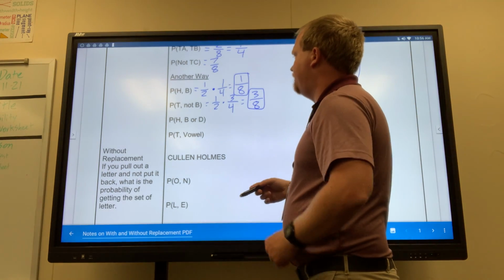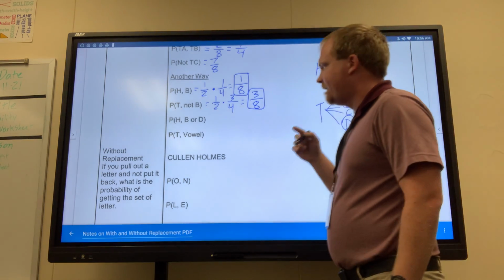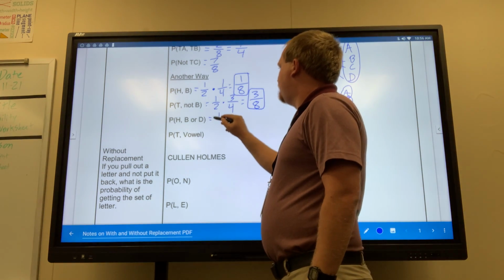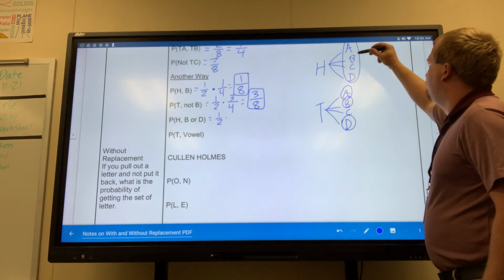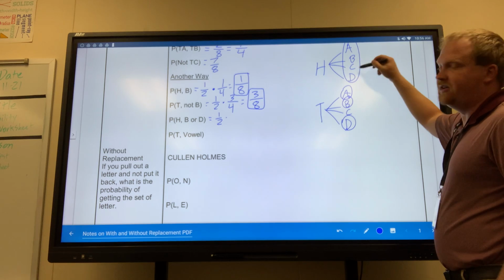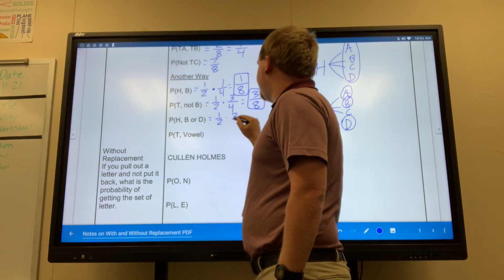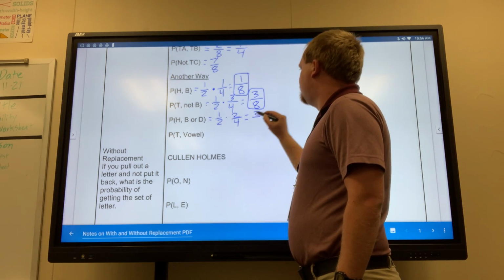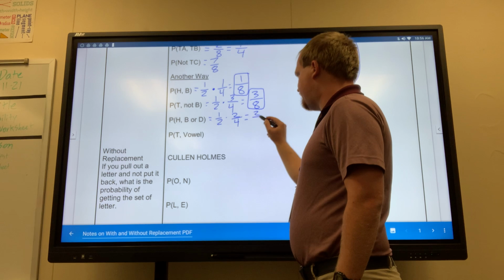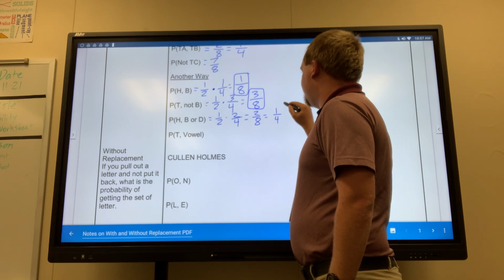Now, what about the probability of getting heads and either B or D? Well, remember, heads is 1 out of 2. I can either get a B or a D, which means there's 2 outcomes that I want out of the total of 4. Top times top is 2, bottom times bottom, 2 times 4 is 8, which I can simplify by saying 1/4.